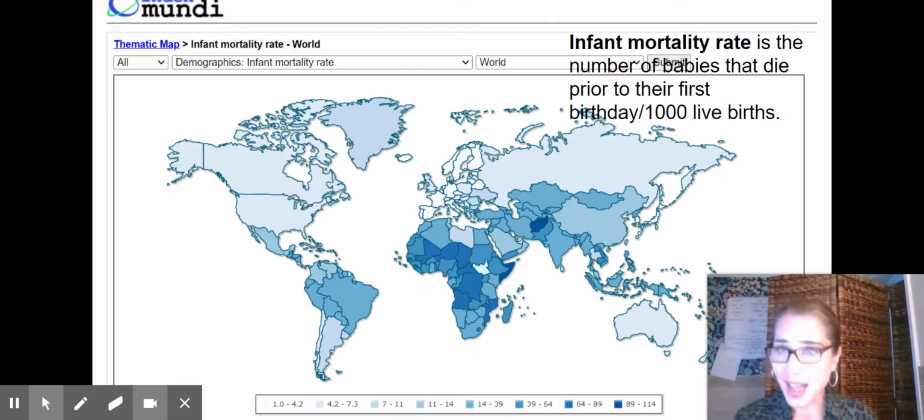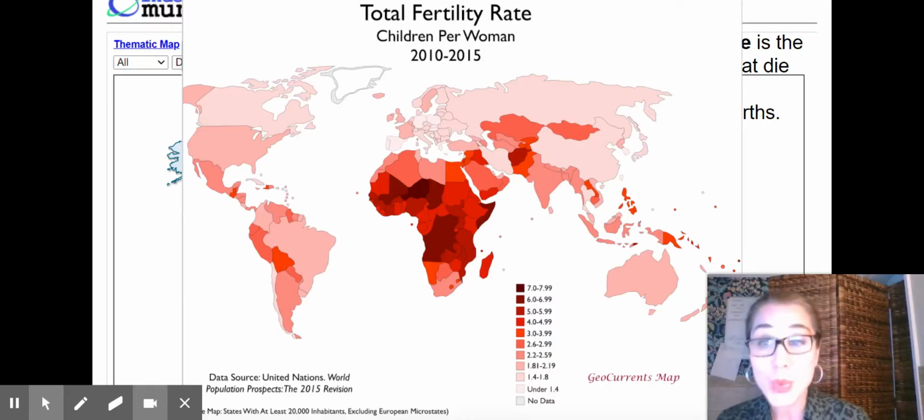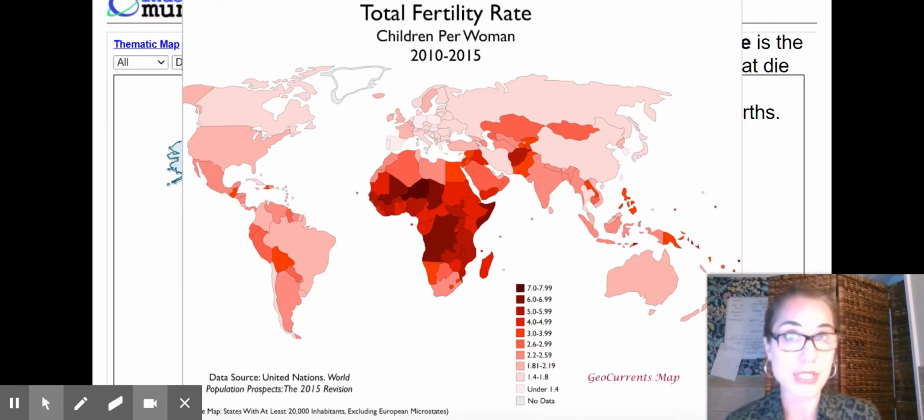If babies are dying at a high rate, it is likely that there is not access to healthcare, sanitation, and possibly nutritious food sources. Let's look back at the fertility rate map. Okay, so if more babies are expected to die, it is more likely that women will give birth to more children over their lifetime. And this is in order to ensure that their babies will live past the age of 1. So there is a connection between infant mortality rate and fertility rate.